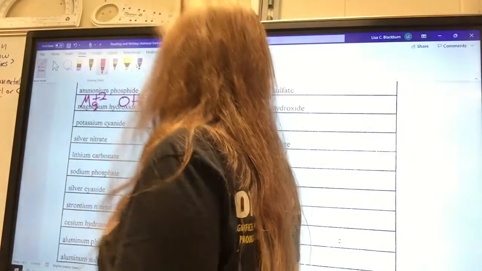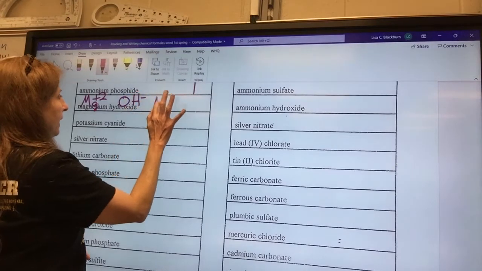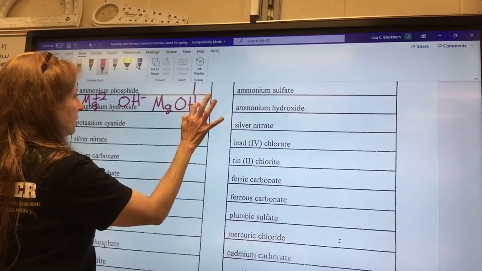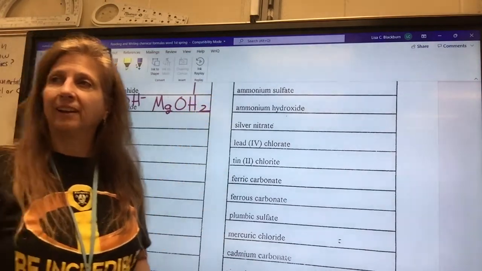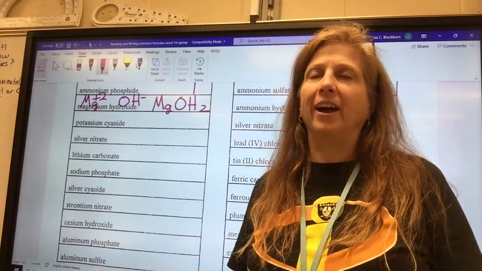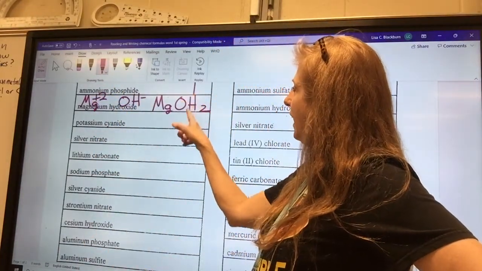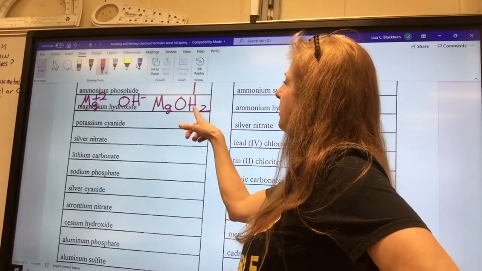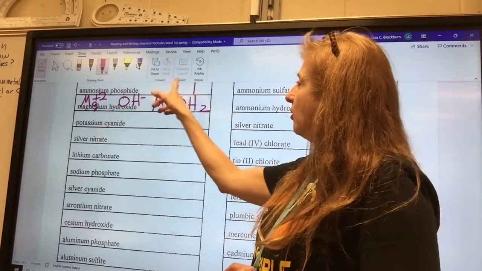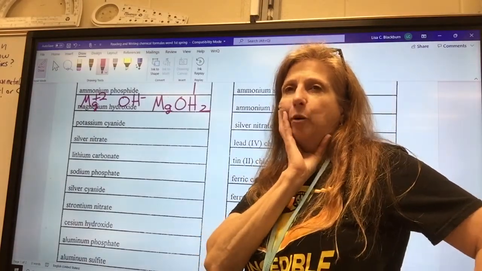Okay, so now how do we do this? If we crisscrossed applesauce this, it would be MgOH2. Is that right? Can somebody say no? No, that's not right. Yes, you crisscrossed the charges. But if I just wrote that H2, that would mean I would have two H's and one O. I don't. I have two hydroxides. So how many O's do I have? Two. So how can I show that mathematically?